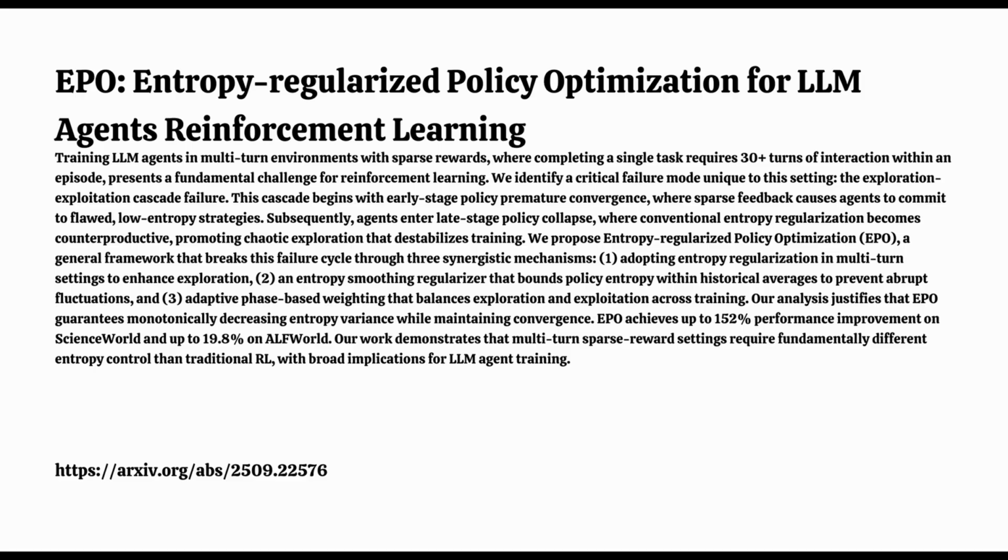And our sources today suggest this isn't just about slow learning. It leads to something specific they're calling an exploration-exploitation cascade failure. Sounds dramatic. It can be in terms of training stability. So our mission is to unpack that failure. What is it, and how does this proposed solution, Entropy-regularized Policy Optimization, or EPO, actually break the cycle?